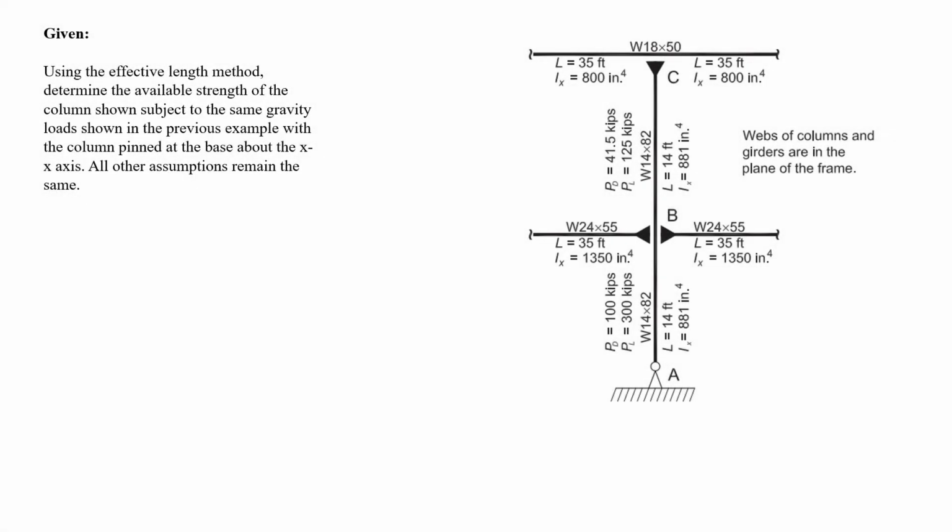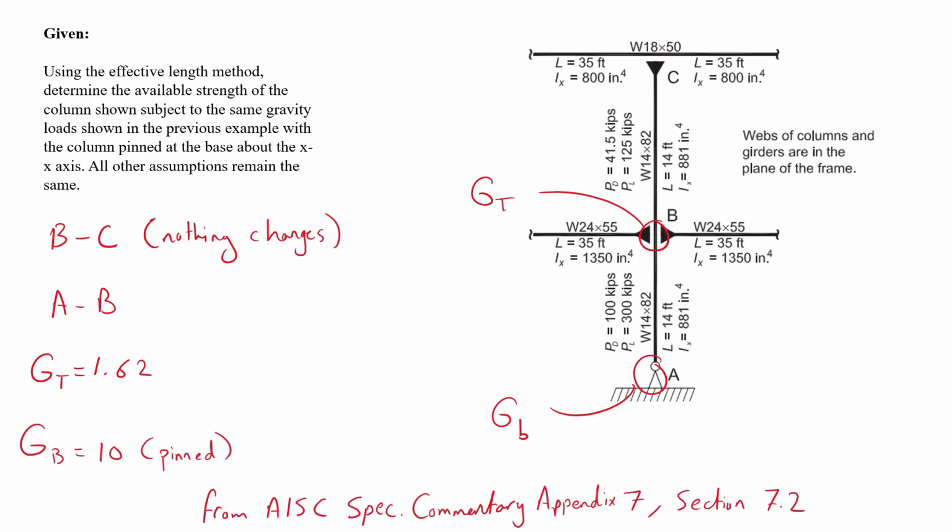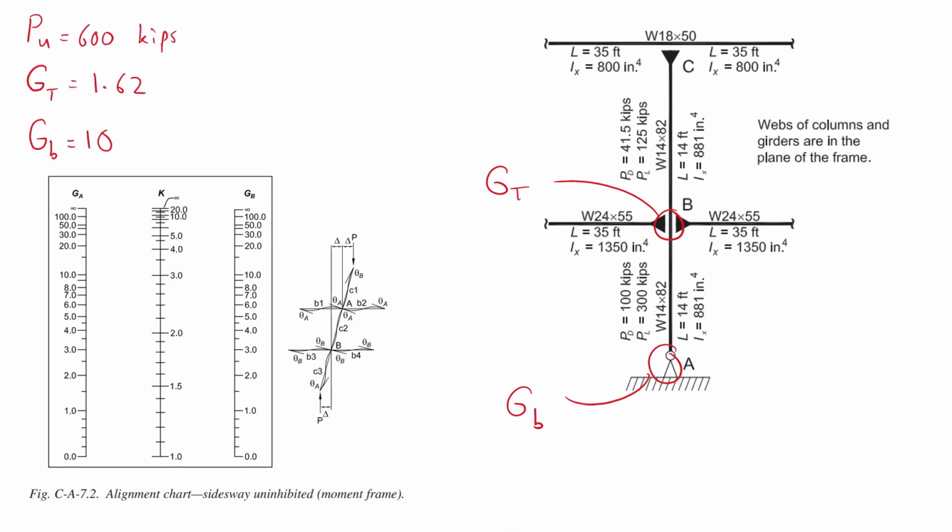What happens if we have the same problem with only one difference, and that is, the column is pinned rather than fixed? Well, then this means that nothing changed when it comes to column BC, but for column AB, while G remains the same at the top of the column, G will be 10 at the bottom of the column because it is pinned. This means that K will have the value of 2.